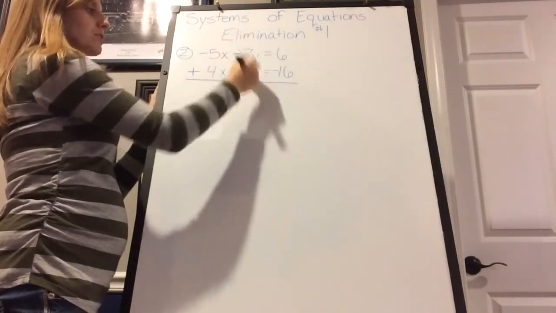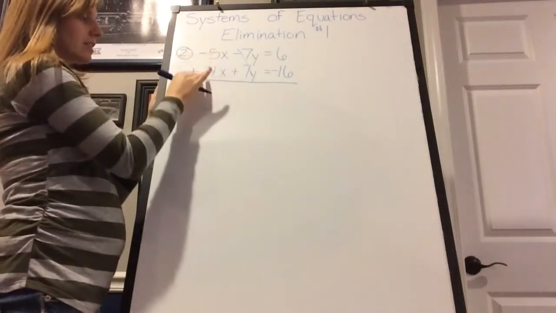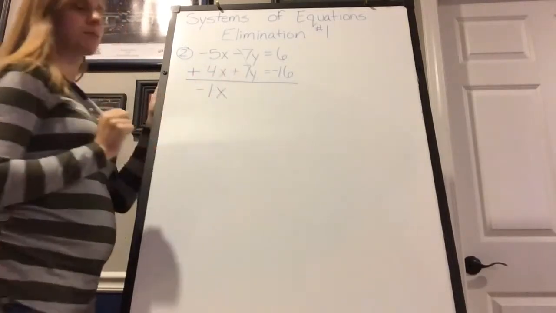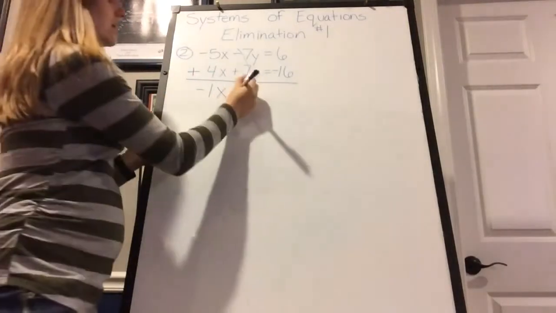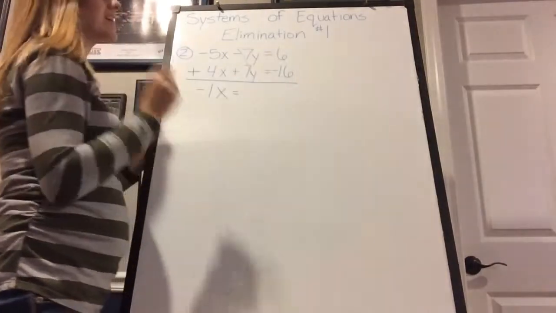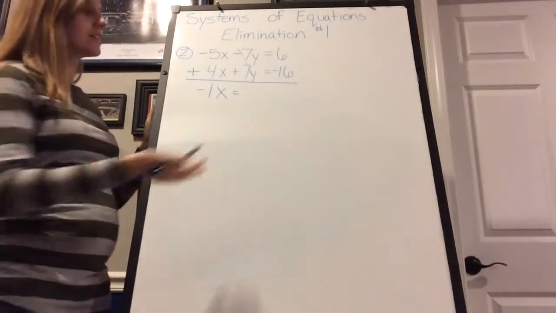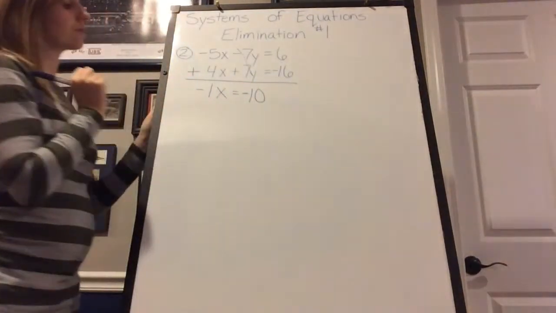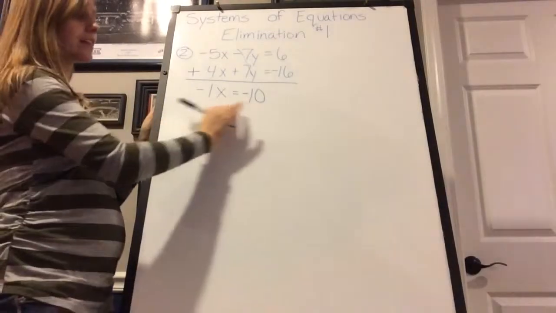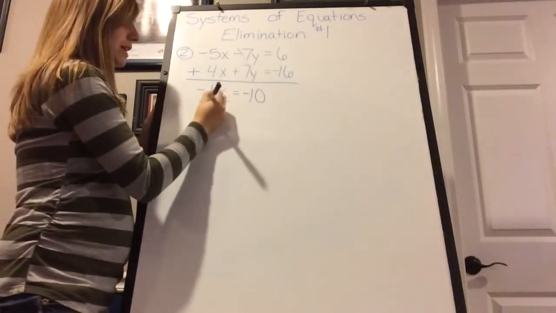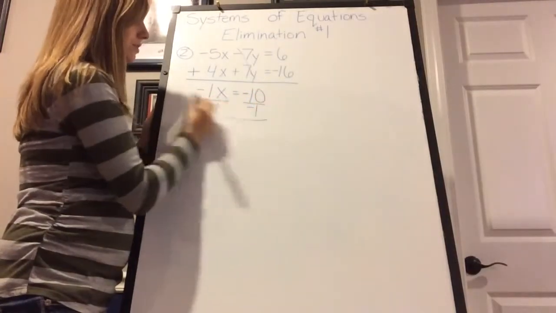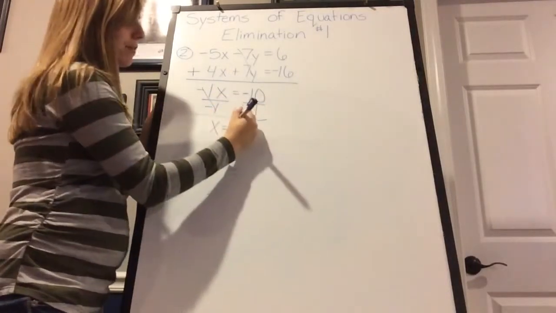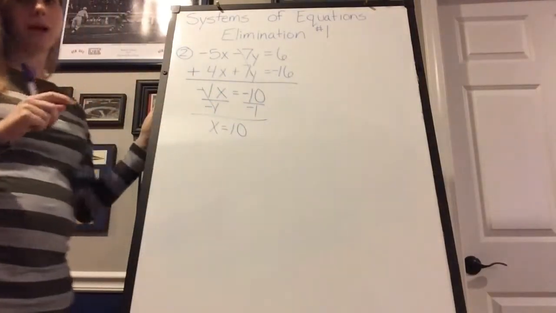Negative 7, positive 7, those are going to cancel out. I'm going to add my x's together. Negative 5 plus 4, the signs are different, so I subtract them, keep the sign of the bigger number, negative 1x, equals 6 plus negative 16. The signs are different, so again I subtract. 16 minus 6 is 10. Keep the sign of the bigger number, negative 10. So to solve for x, at this point I just need to divide. Divide both sides by negative 1 to get x by itself. I get x equals negative 10 divided by negative 1 is a positive 10. Remember, if the signs are the same, it's positive, always.